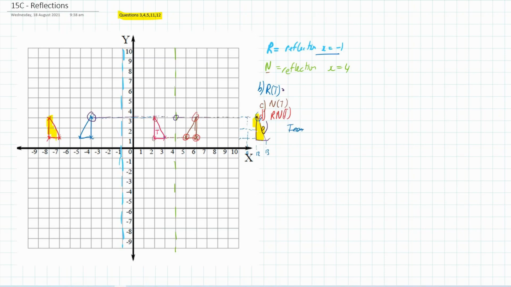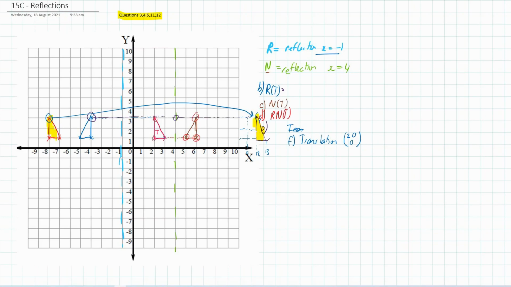So this would be F. Translation, because we're just sliding it along. And you can see that we've slid this point along from -8 all the way over to 12. So it looks to me to be a translation of (20, 0). In other words, we've slid along 20 on the x-axis to the right, but we haven't moved up or down at all. So that should be what it is.